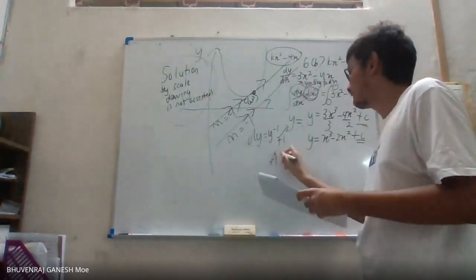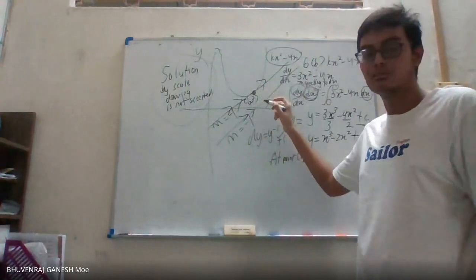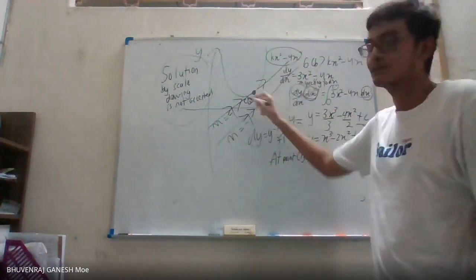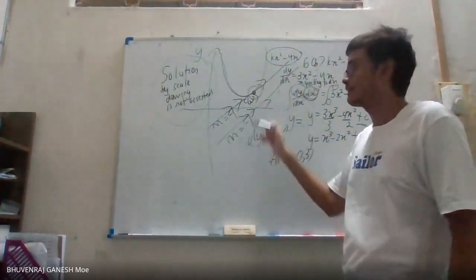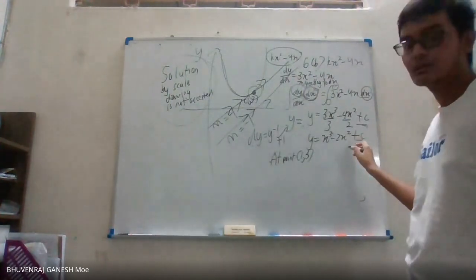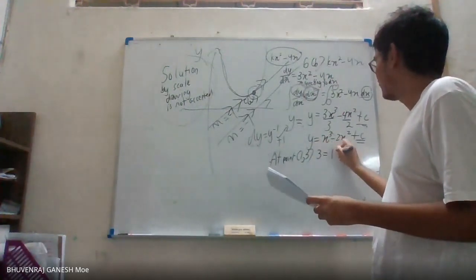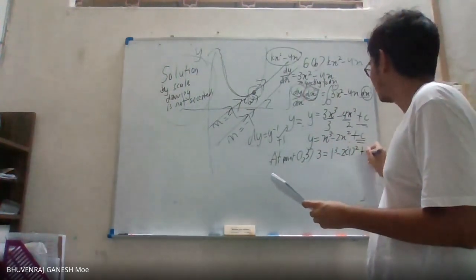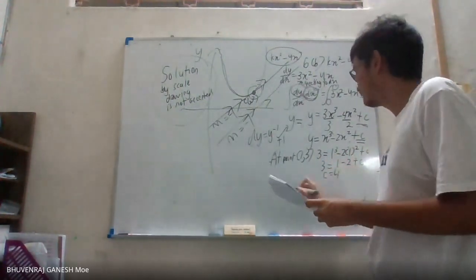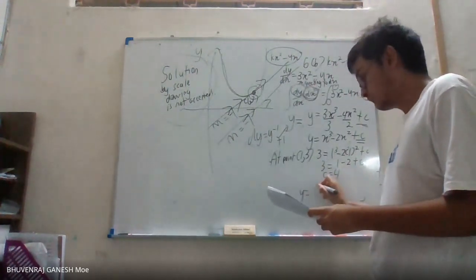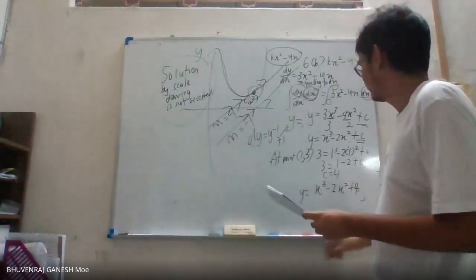So again, you will use back the point, because if you realize, this point is not only located on the tangent to the curve, it's also located on the curve because the tangent intersects the curve at that point. So this point can also apply to the curve equation you get here. So you can put it in 1 cubed minus 2 times 1 squared plus c. 3 equals 1 minus 2 plus c. c is 4. So the final conclusion, x cubed minus 2x squared plus 4.